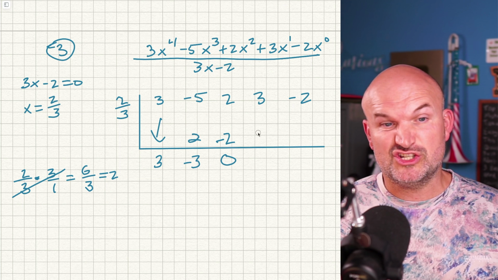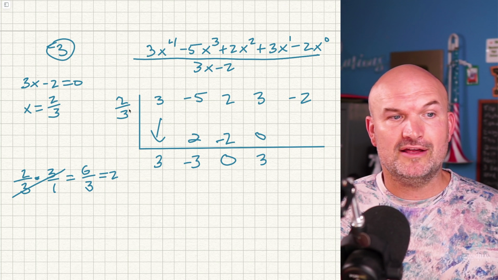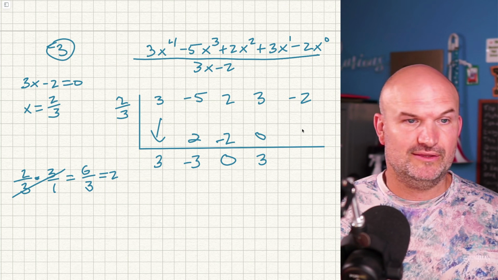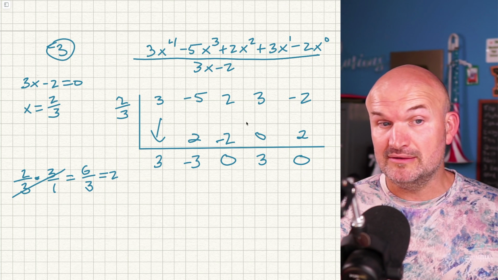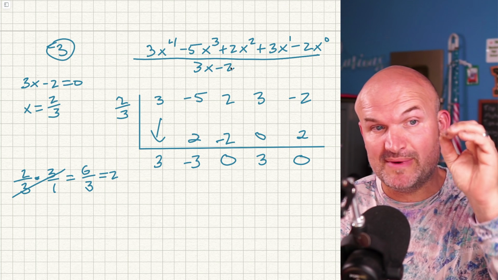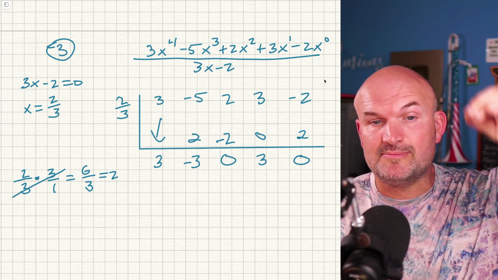0 times 2/3 is just a 0. That becomes a 3. And then 3 times 2/3 is going to be a +2. And then we get 0. So again, good. It's a remainder of 0. That means 3x minus 2 evenly divides into this polynomial.